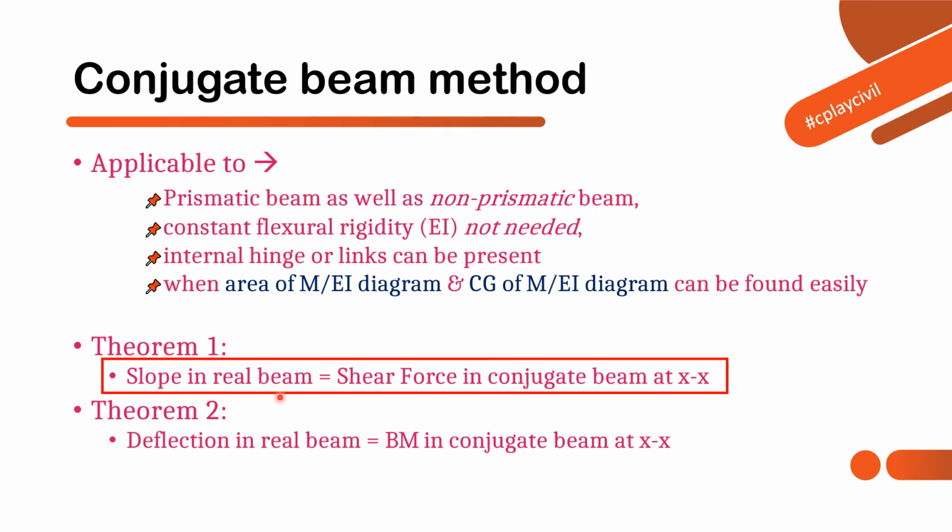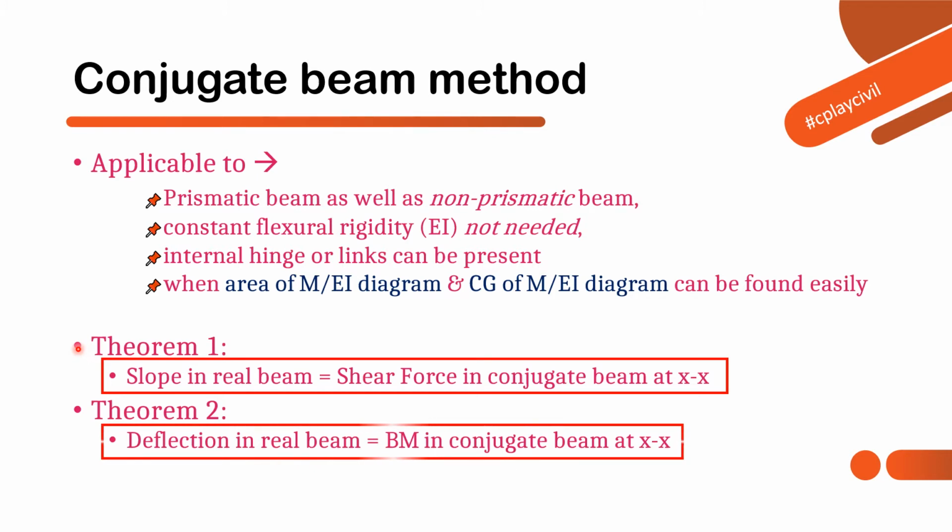So slope in real beam, like if we have a cantilever beam, then slope in that cantilever beam at some section x is nothing but the shear force in conjugate beam at that same section. So this is the first theorem, and the second theorem deals with the deflection. Similarly, we have deflection in real beam equal to bending moment in the conjugate beam at x.